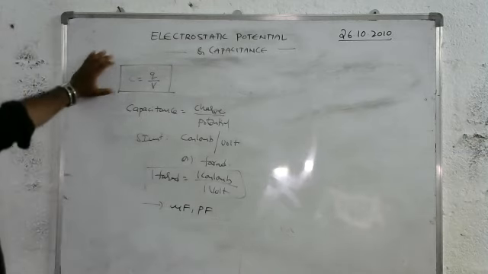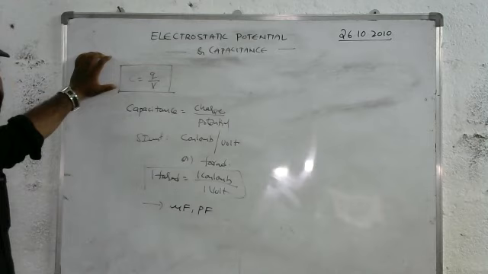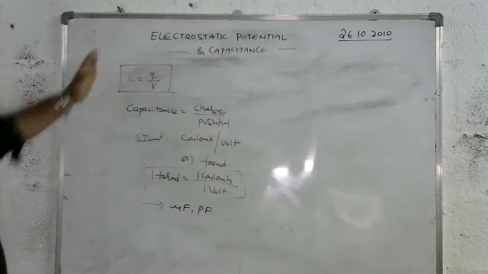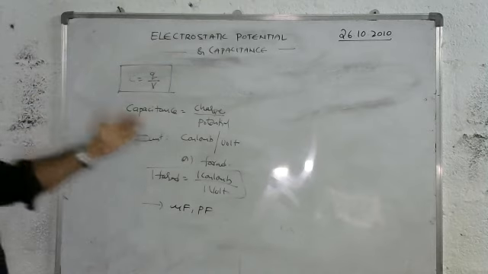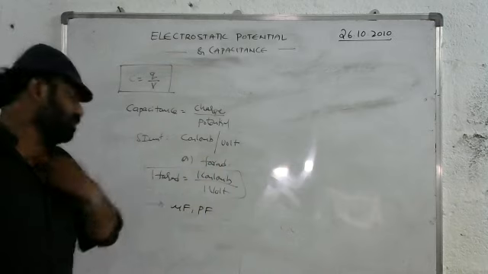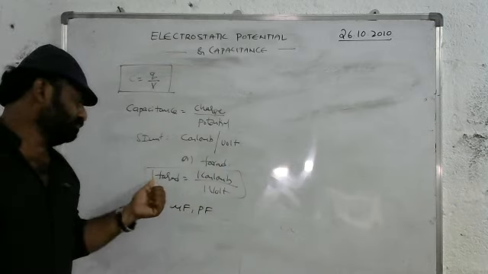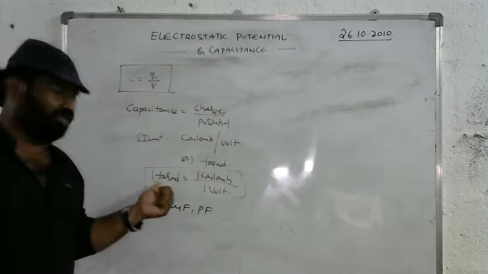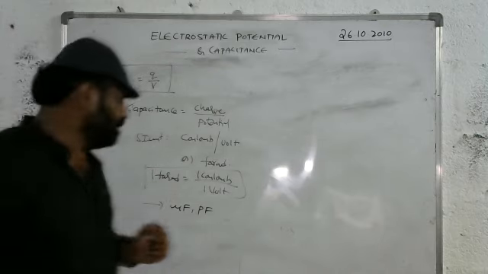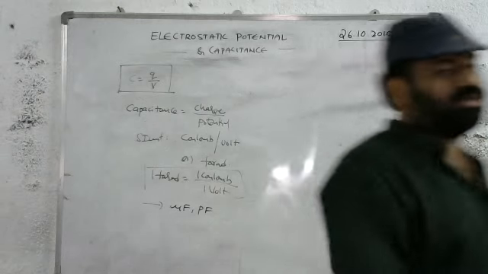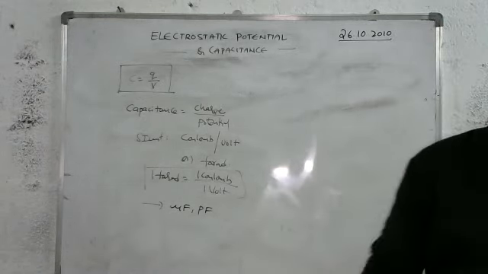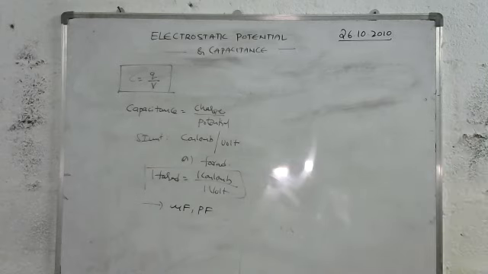Look here, the capacitance C is equal to Q by V, where Q is the charge and V is the potential. The SI unit for the capacitance C is a farad. 1 farad is equal to 1 coulomb by 1 volt. How can we define a farad? The capacitance of a capacitor is said to be 1 farad if 1 coulomb of charge is stored between the plates when the potential difference is 1 volt.